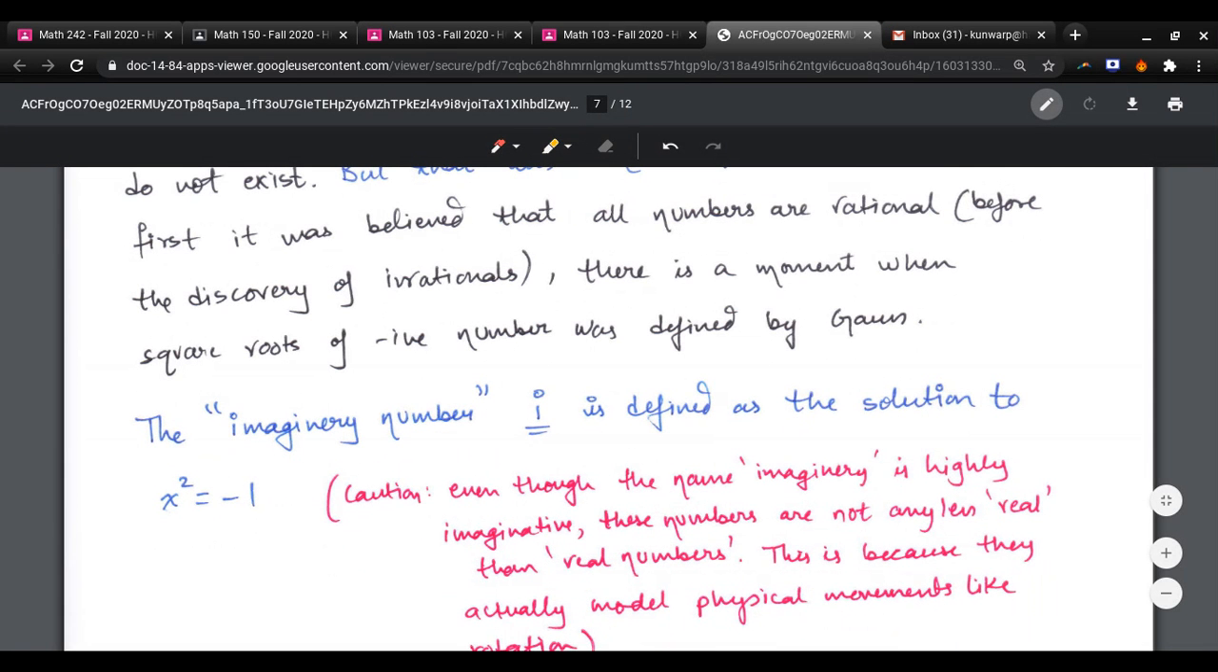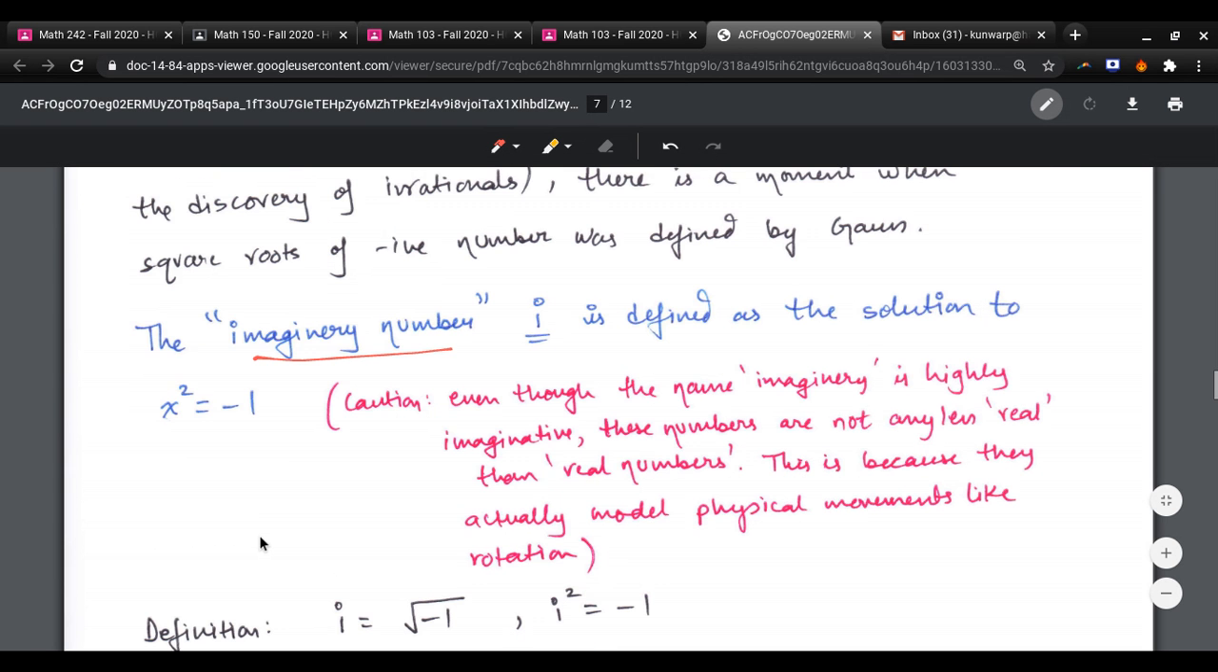So the definition goes like this: the imaginary number, that's what these are called, imaginary numbers, i for imaginary, is defined as the solution to x squared equals negative 1, right? What that means is that x equals i and i squared equals negative 1. Now the name imaginary is imaginative, but the numbers are not any less real than real numbers. They actually model physical movements like rotation, as we're going to see later.